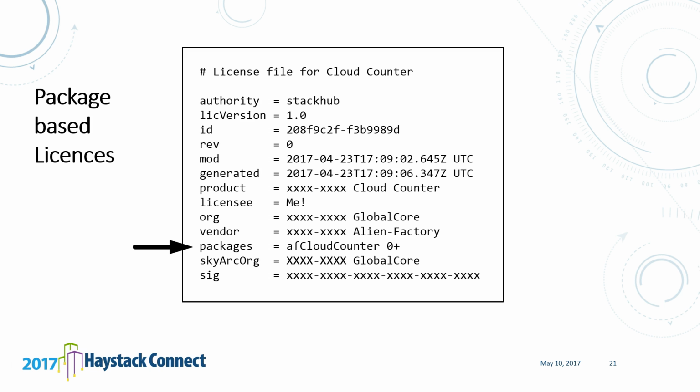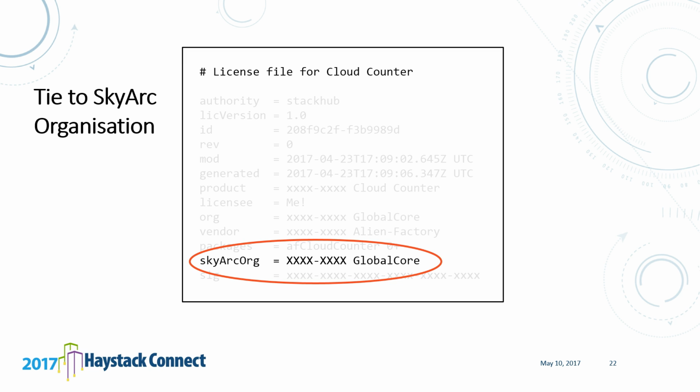So Tim's going to be all happy because he's got a free license. Colin's ambivalent, doesn't matter either way. But I'm unhappy. I'm unhappy because I've just lost out on a potential sale. So what can Stackhub do about this? It can do this, the SkySpark Organization ID. When a customer buys Cloud Counter, I can optionally force them to enter their SkySpark Organization ID.